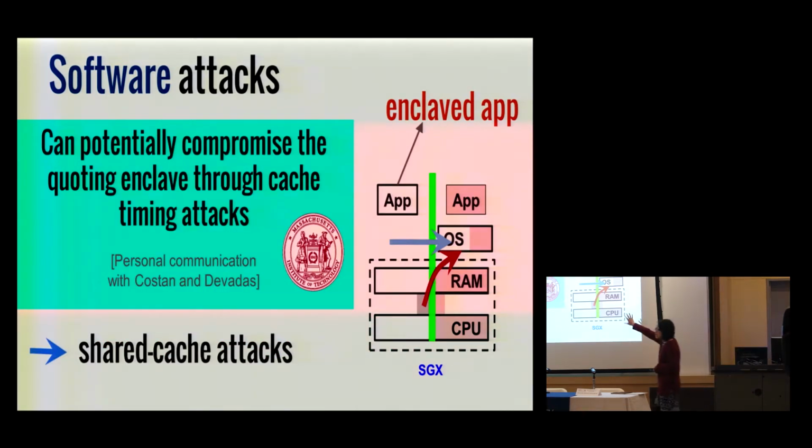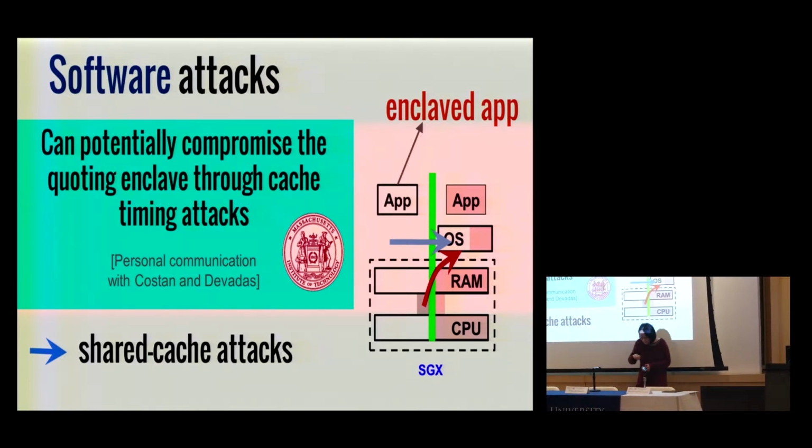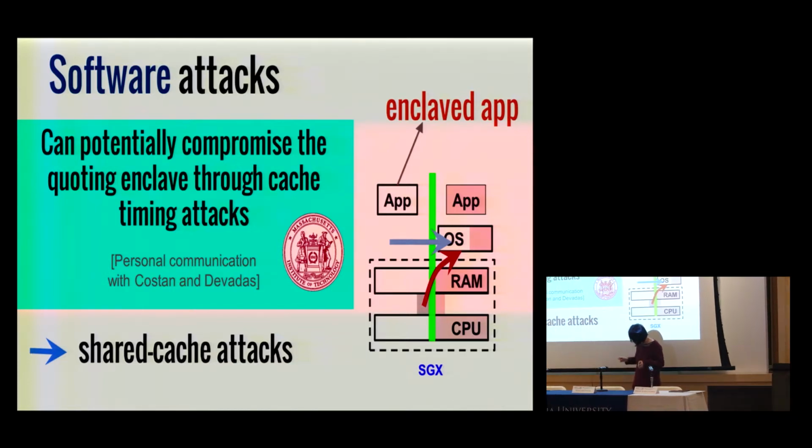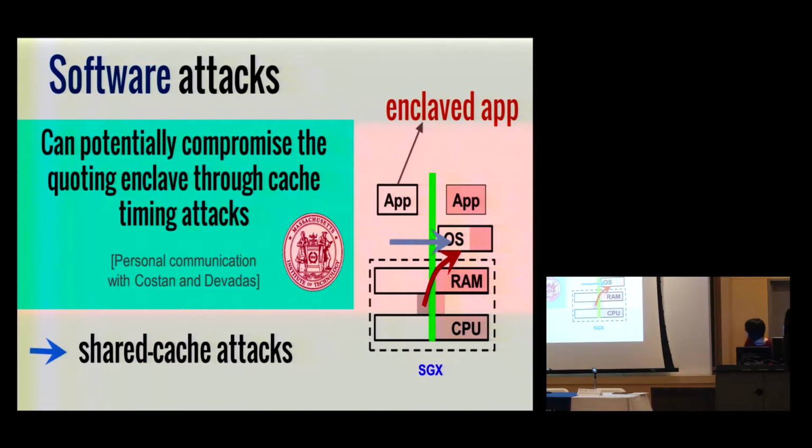And we've been chatting to a bunch of architects at MIT, and they told me that by leveraging cache timing attacks, they can compromise the signing enclave. I'm not going to explain what the quoting enclave is, but it's the root of trust. And if you compromise the quoting enclave, all hope is gone. So this is a potential cache timing attack.